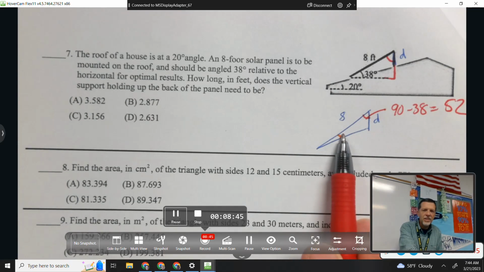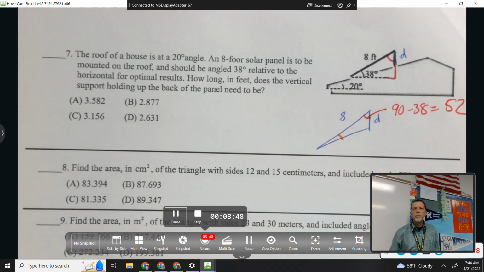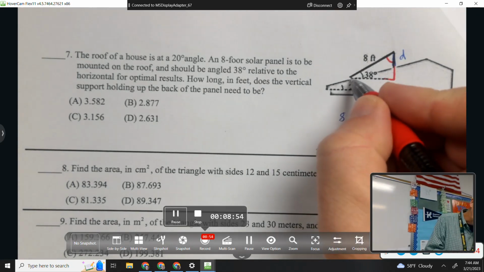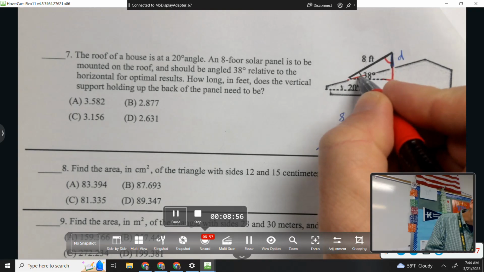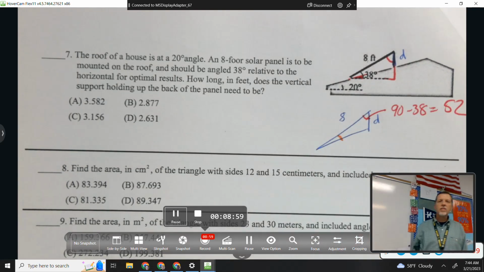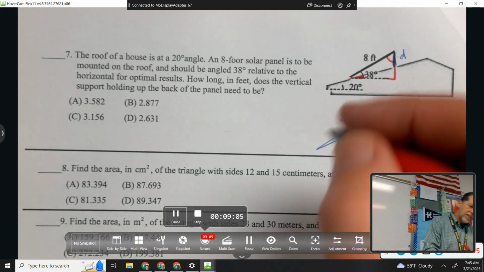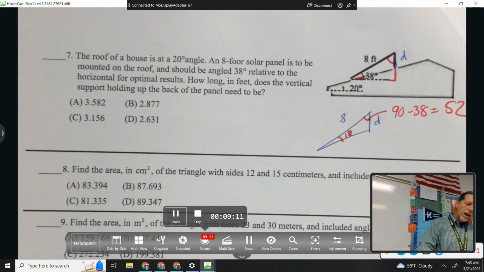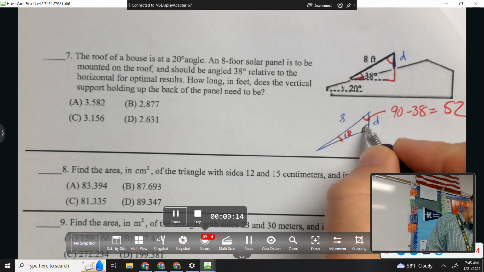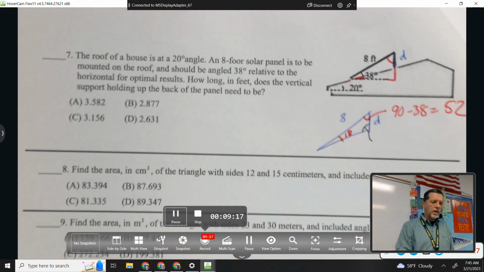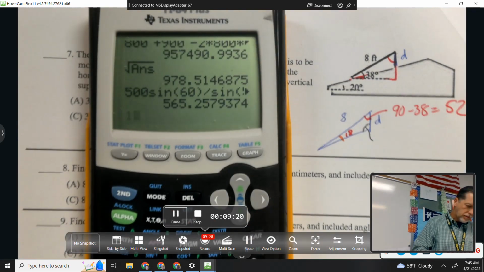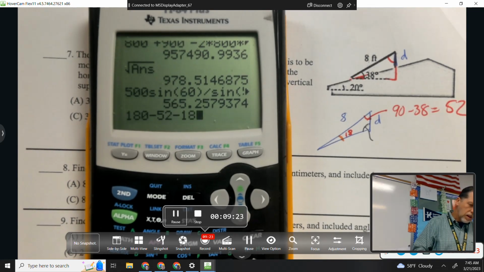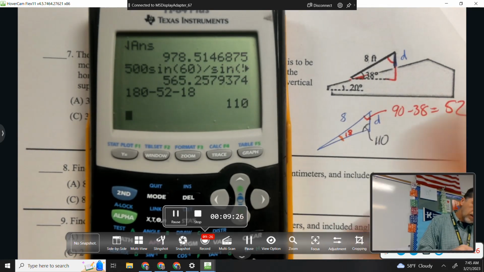But this angle down here, do we know what that angle is going to be? Let's see. It would help if we could sort of see this. The bottom part of it is, geometry stuff, 20. So the top part of it is 18. Which means now we can figure out what this angle is. So 180 minus 52 minus 18. So that angle is 110.